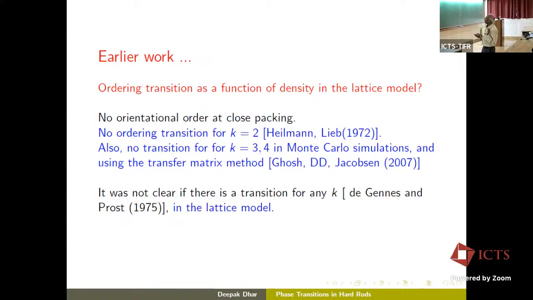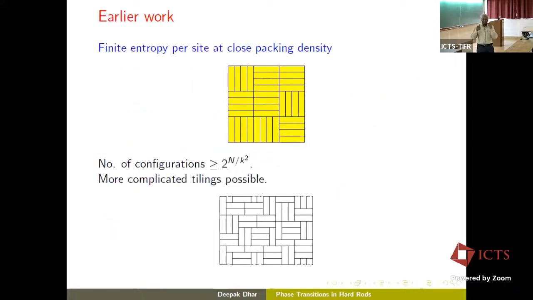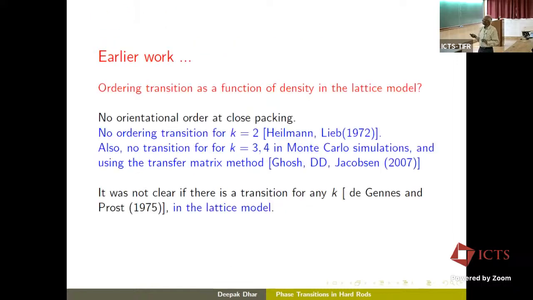Okay, and it was very clear that there is no orientational ordering at close packing. If you take all close-packed configurations with density 1, that is the maximum possible density, at that density there is no orientational ordering. So then why should there be any orientational ordering in between? That was the sort of plausibility argument. And that was the reason for saying that it's not clear that there is a phase transition for any k.